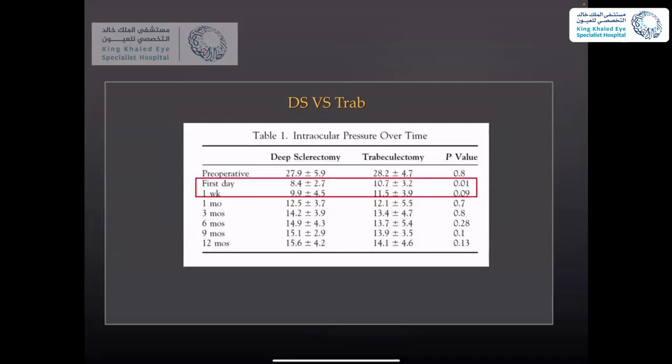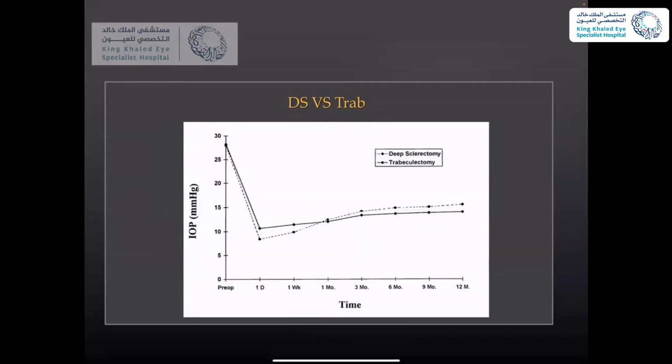And what they found is that the patients with DS in the early post-op first day and first week were having a lower IOP, which has a significant p-value. But at the end of 12 months, they were similar in both groups and had similar IOP reduction. As we see here also in this paragraph, both groups in the beginning have a lower IOP, then at the end of 1 month they are almost similar without a significant p-value difference between the two groups.